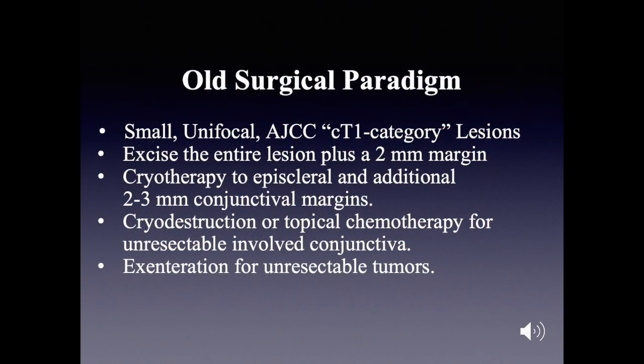So my old surgical paradigm was excision for small unifocal AJCC CT1 category tumors. I would excise the entire tumor plus 2 millimeter margins of normal appearing tissue, and then I would apply cryotherapy to the episclera and add an additional 2 to 3 millimeters of cryotherapy margins. In the cases where the tumor was not resectable, I would use cryotherapy or more likely add topical chemotherapy for the unresectable portions. Otherwise, unresectable tumors would go to exenteration with adjuvant radiation therapy.